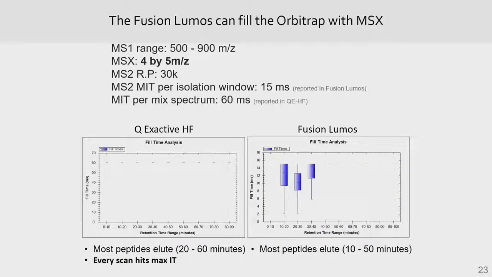This is just showing this another way. This is what percentage of the spectra hit the maximum inject time, and you look at the QE HF. Basically, every single scan hits the maximum inject time. Whereas on the Fusion Lumos, when the majority of the peptides are coming out, we're at an inject time much lower than the maximum inject time.